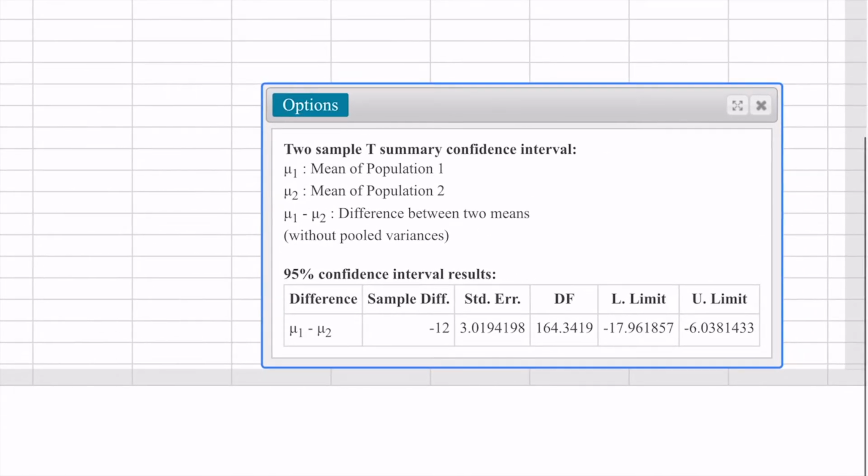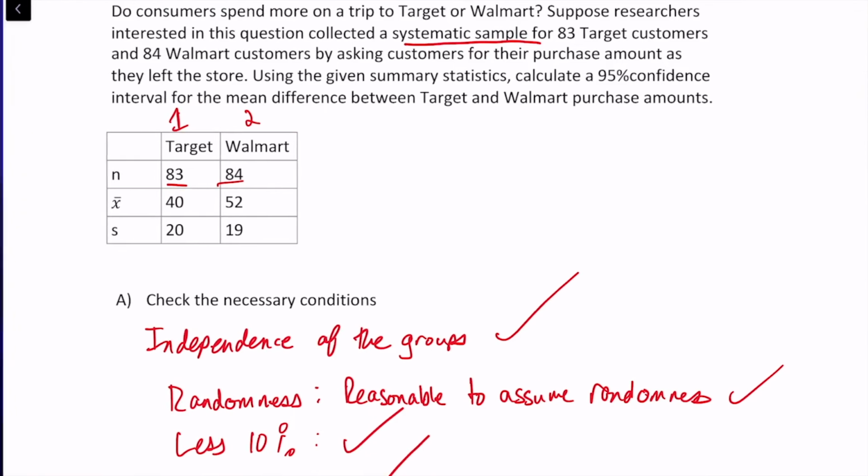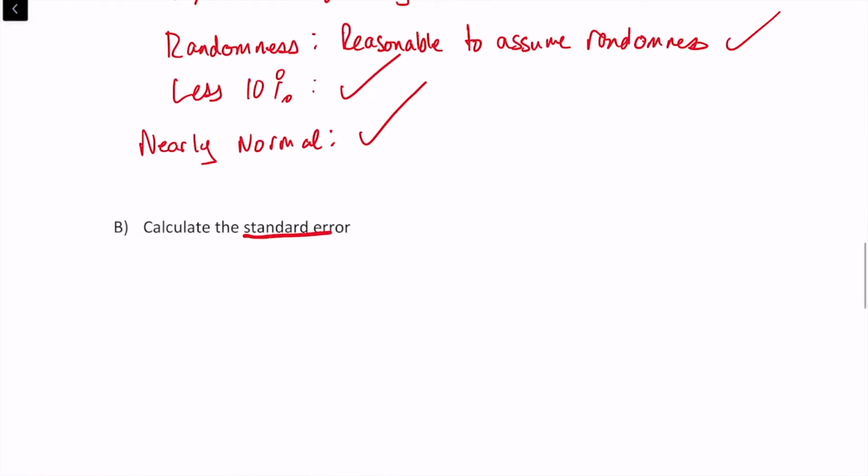And look at that, folks. All right, remember that part B where it asked for the standard error? Let's go ahead and give it to them. It's 3.019 to 3 decimal places. Standard error is 3.019, where they use that crazy degrees of freedom formula.